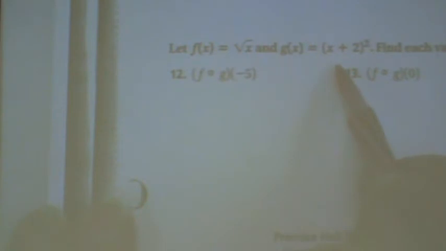Number 11, you're going to plug negative 3 in the f function. Negative 3 minus 2 is negative 5. And then negative 5 in the g function, negative 5 squared is 25. Number 12, you're going to plug negative 5 in the g function. So negative 5 plus 2 is negative 3. Negative 3 squared is 9. And then f of 9, so if you plug a 9 in here, you get a 3.